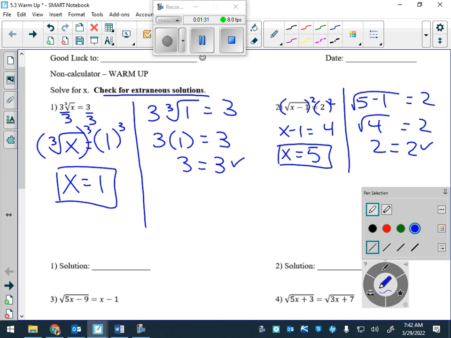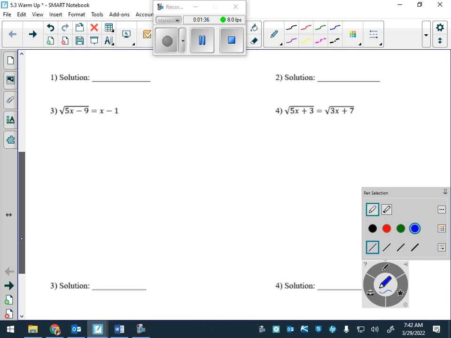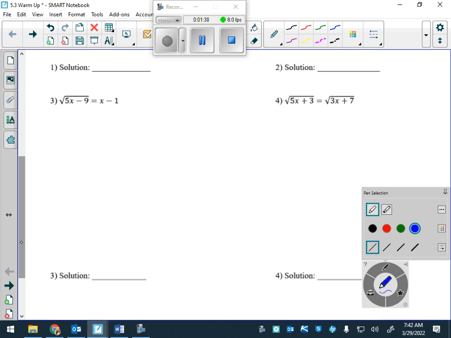How many of you got 1 and 2 correct? Good. All right. Number 3. What did we get? Liam? 5 and 2. How many of you did get that? All right. We square both sides. So when we square, a square root cancels out. So we have 5x minus 9. Then on the right-hand side, we have x minus 1 squared. Well, we have 2 of those.